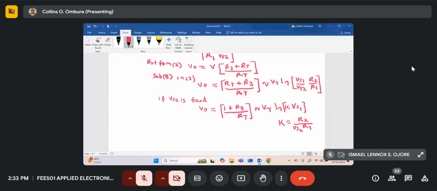So this tells me that this circuit performs log computation. So this is a log circuit, a log amplifier, where K can be varied.